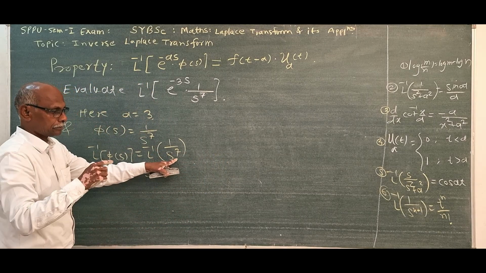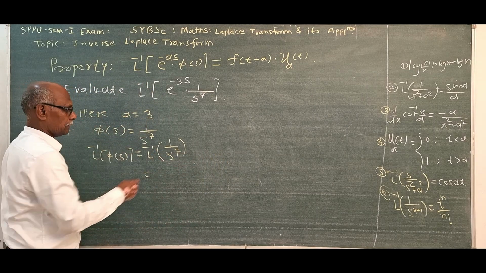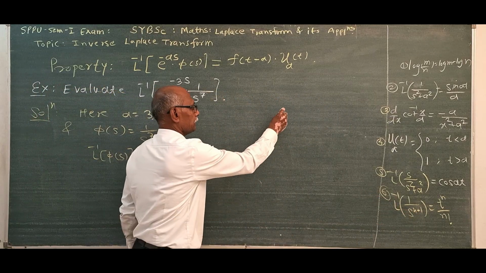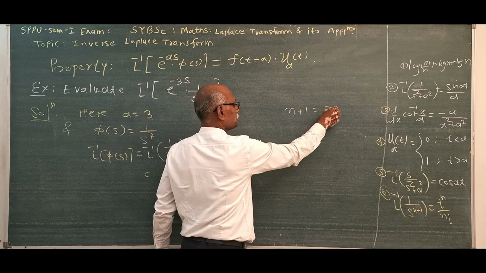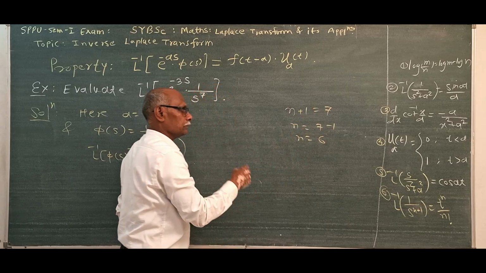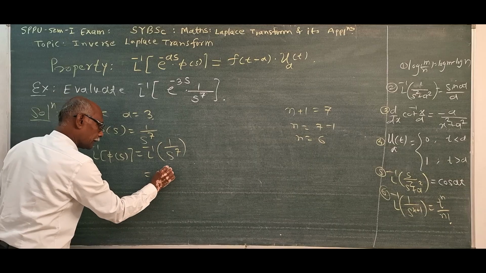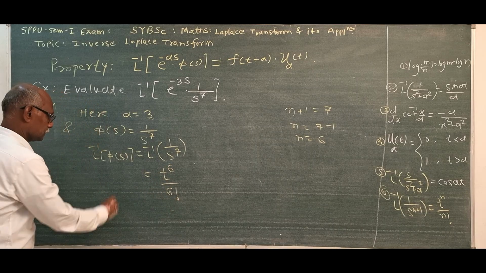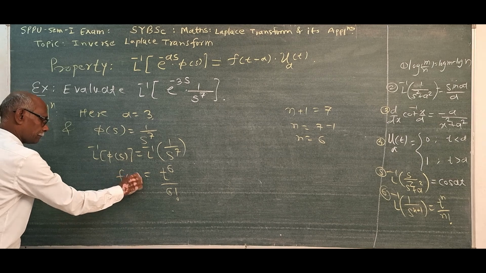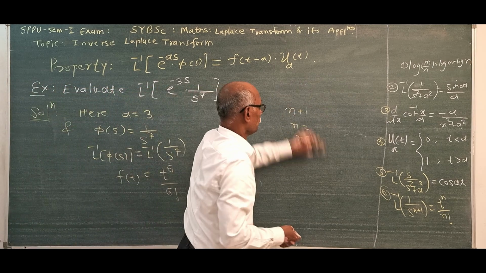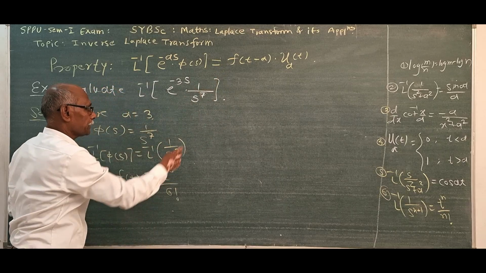7 is compared with n plus 1. If n plus 1 is 7, then what is n? This is rough. Okay, that n is 6. Therefore, we will directly write t raised to 6 upon 6 factorial. Don't forget the factorial. This is replaced by f of t, remember. And now, once f of t is ready, we can put it in the property.